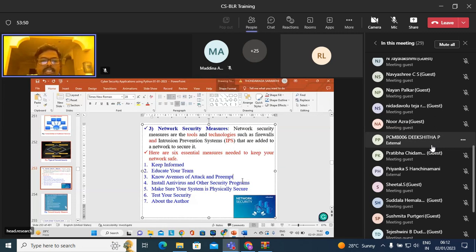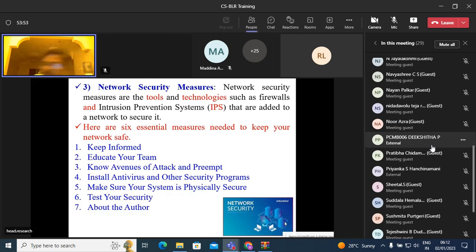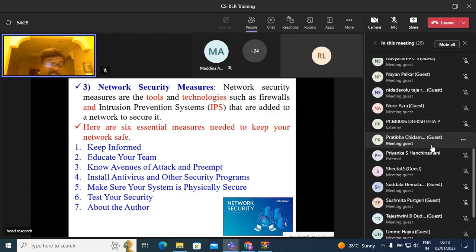Then install antivirus and other security programs. Yes, we need to install antivirus software in order to protect sensitive data, and other security programs like firewalls. Then make sure your system is physically secure. How do you measure whether your system is secure? Whenever you insert your pen drive, it automatically identifies how many threats are available in your pen drive. That is called making sure your system is physically secure.